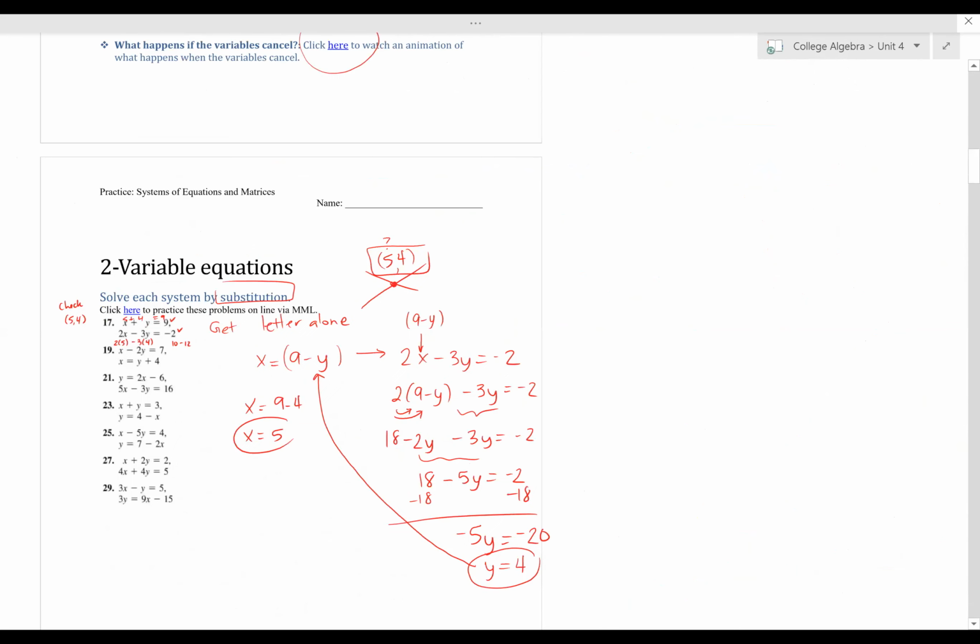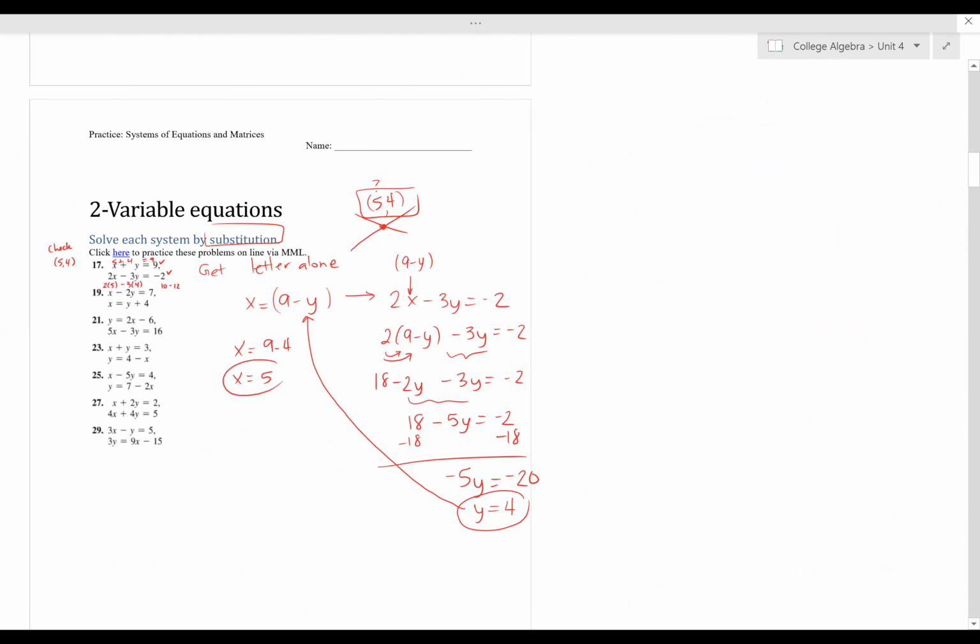Okay, so there's an example of using the substitution method. Again, I said it's really important on this quiz. You're graded on your process more than anything. So if the question says to use substitution, make sure that that is the method that you use. Don't do the addition method. Any questions on that process?